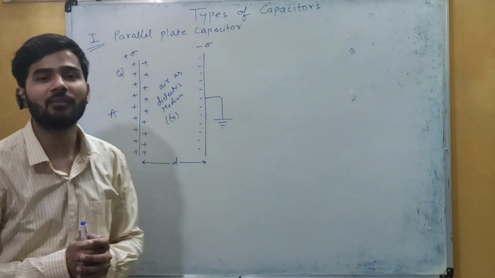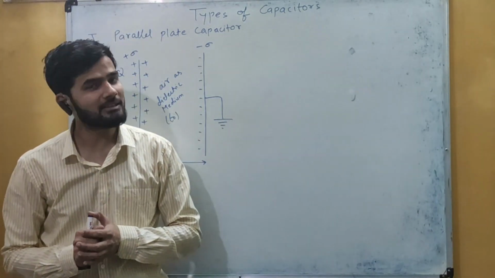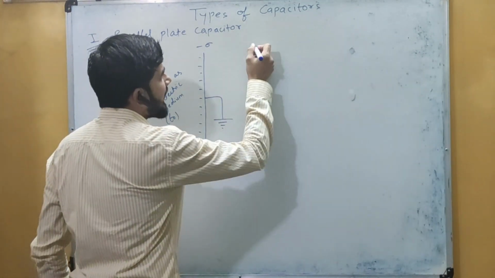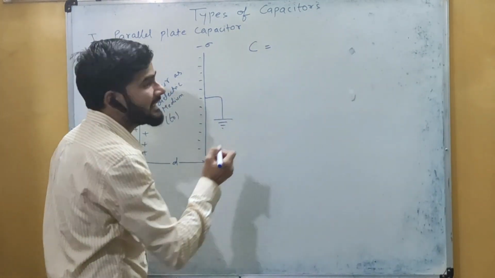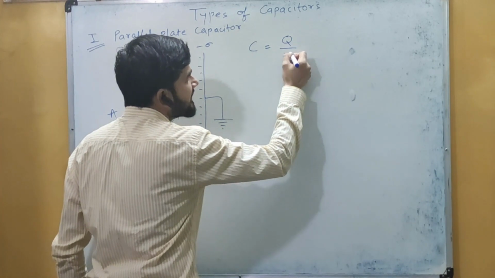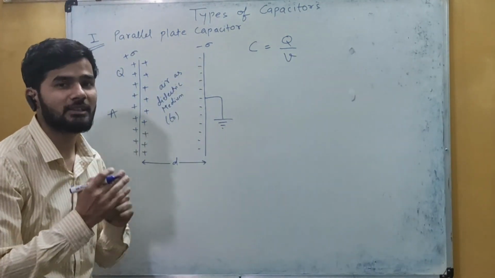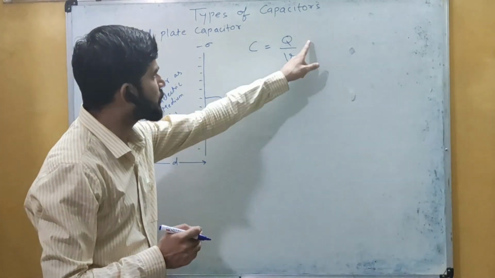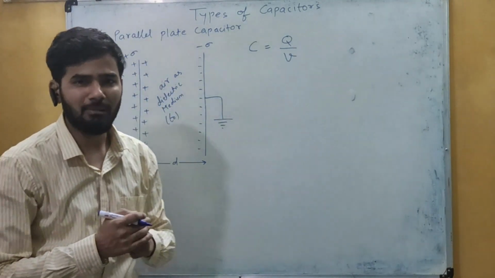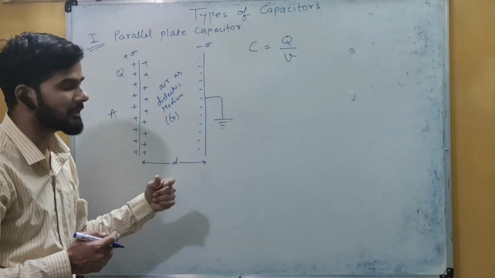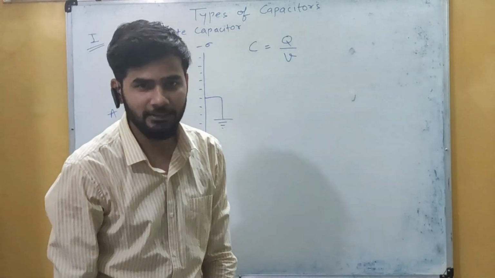Okay, now for this we will find the capacitance for this system. First of all we have to see what is capacitance. C is equal to Q by V, that is the ratio of charge stored per unit potential difference across the plates of the capacitor. Now Q is the maximum charge it can store. Now we have to find the potential between these two parallel plates.